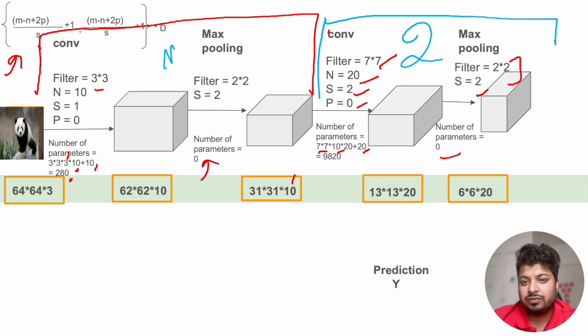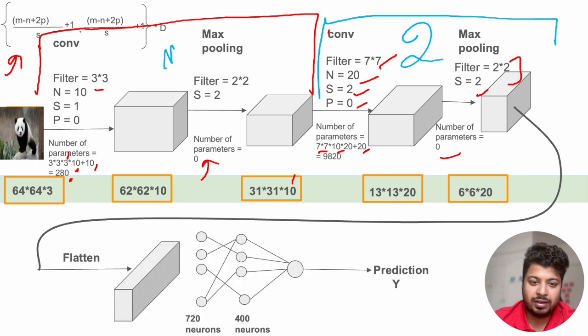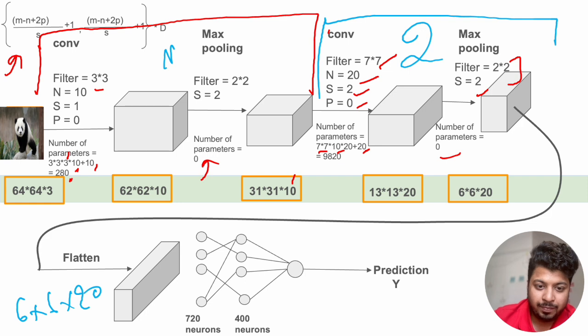Then after this we will flatten all of this, all of this nth dimension matrix, into a normal array. And once we flatten it into a normal array, the total number of elements in that array would be 6 into 6 into 20.